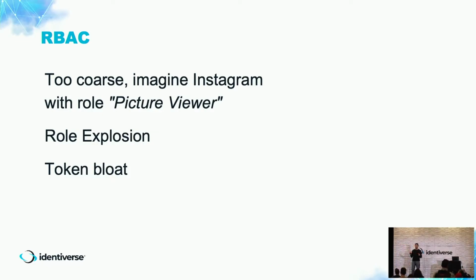And that's very coarse-grained. Imagine if you had a picture viewer role on Instagram that allowed you to view pictures, but you would be able to view everyone's picture. That's not good. It's very coarse-grained. You typically need more finer-grained control there. If you try to do finer-grained control with roles, what you end up with is typically role explosion. So I can be a picture viewer for friend A or a picture viewer for friend B, and that ends up with lots and lots of roles.